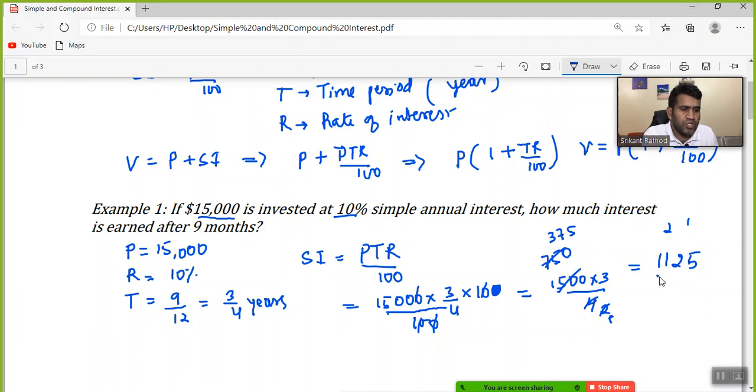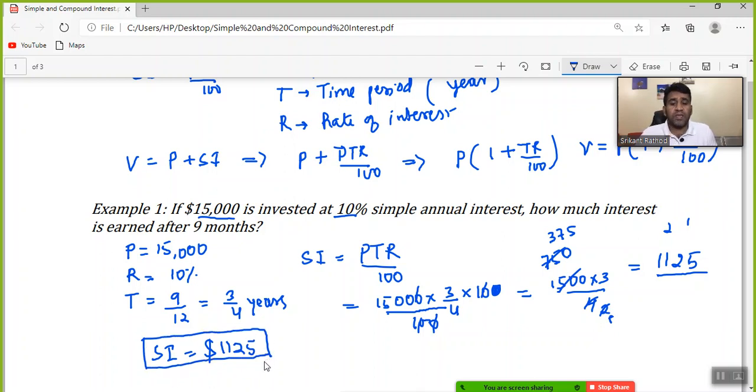So the interest we are going to get after 9 months on this amount is 1125. So the simple interest we earn here is 1125. This is the simple way of calculating.